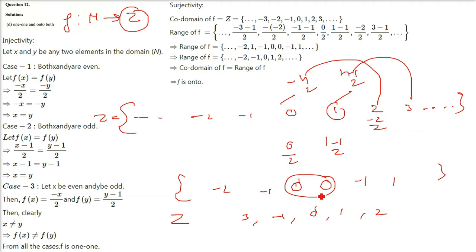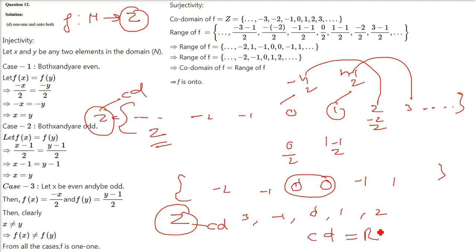So this is also Z. So the codomain, which was initially given as Z, the range is also Z. So codomain and range are same. Codomain and range are same. That means it is onto. Answer is 1-1 and onto both.